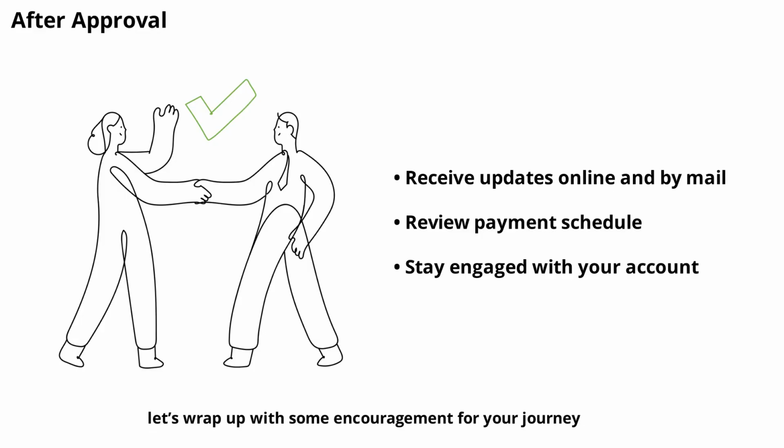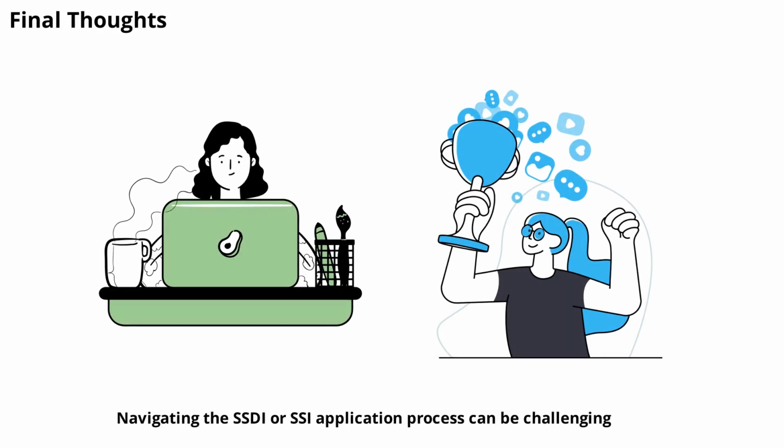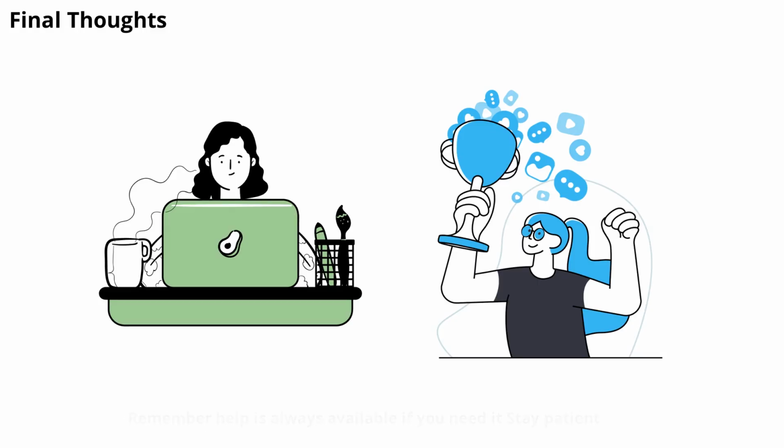Finally, let's wrap up with some encouragement for your journey. Navigating the SSDI or SSI application process can be challenging, but checking your status online puts you in control. By following the steps we've outlined, you can stay informed, avoid delays, and respond quickly to any requests from the SSA. Remember, help is always available if you need it. Stay patient, stay organized, and take advantage of the online tools at your disposal. Wishing you the best of luck on your journey to receiving the benefits you deserve.